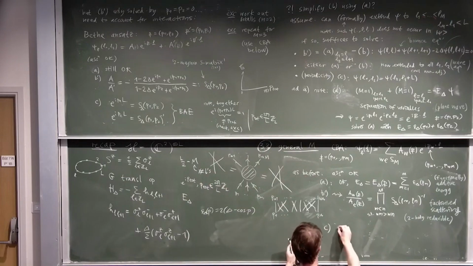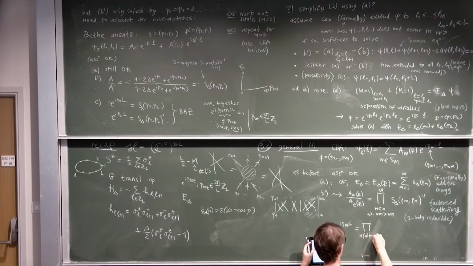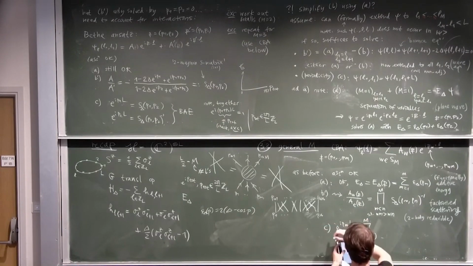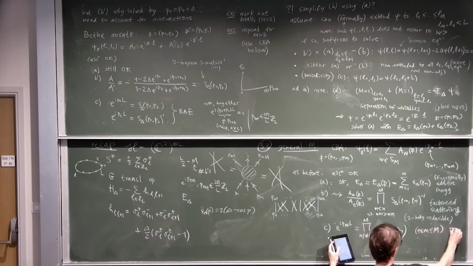So we impose them, and we get the following set of equations: e to the i p_m times the length L is equal to the product over all the other particles, so the sum over n different from m up to the number of magnons, of the scattering matrix S(p_m, p_n). And this should hold for all little m from 1 up to big M, and these are our Bethe-Ansatz equations.